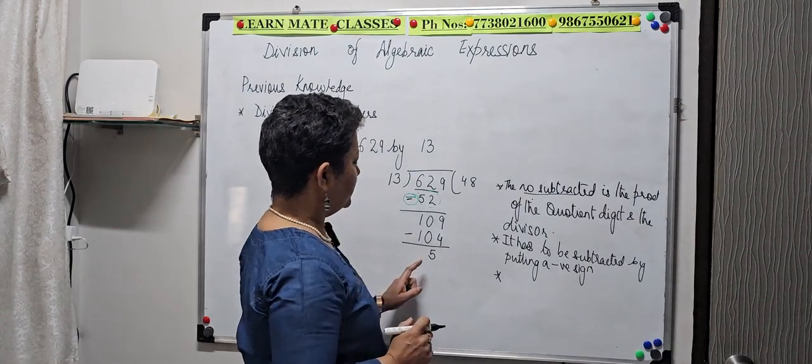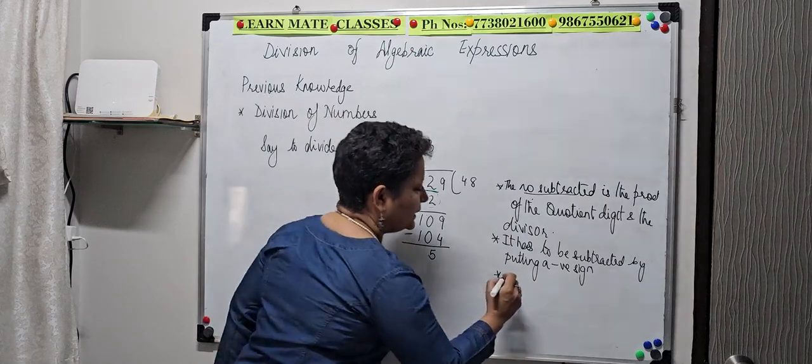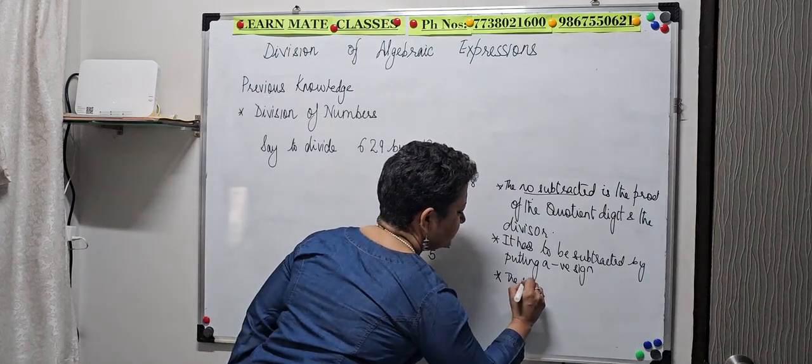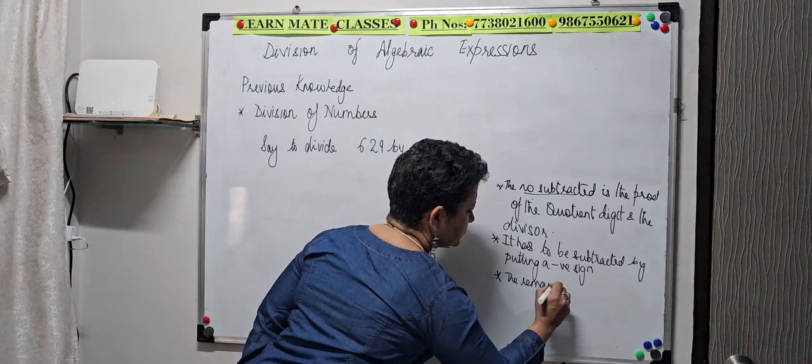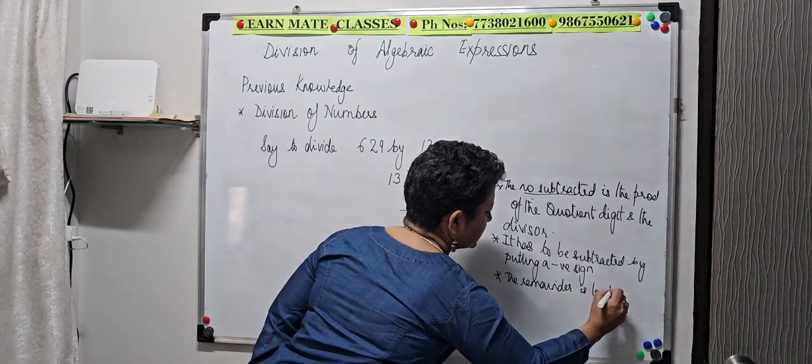Your second takeaway, and the third takeaway: did you notice that the remainder is less than the divisor? So the third takeaway is that the remainder is less than the divisor.